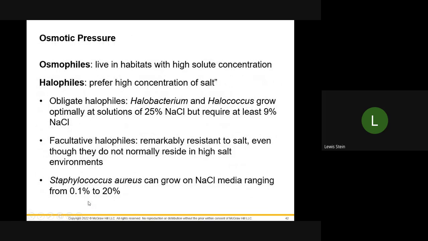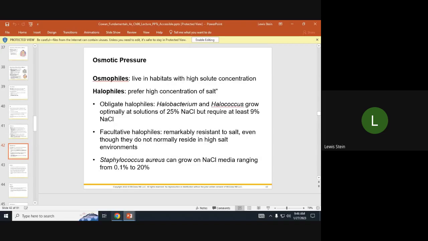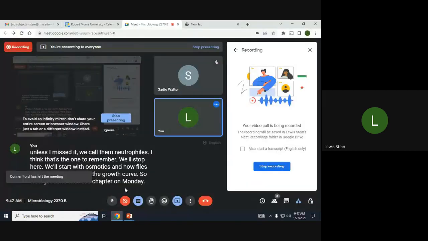We'll stop here. We'll start with osmotics and halophiles, and that'll bring us into the growth curve. So we'll get done with this chapter on Monday. Thanks. And we're done.